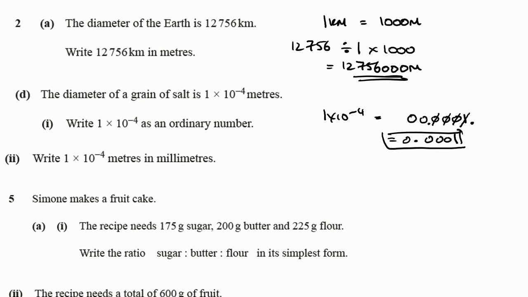Now I want to write my meters in millimeters. So 1,000 millimeters is equal to 1 meter. Remember, milli means 1,000th. So I'm starting off in my meters. I want to get out of meters, so I divide by the meters number, and into millimeters, so I times by the millimeters number. So we do 0.0001 divided by 1 times 1,000. And that gets me 0.1 millimeters.